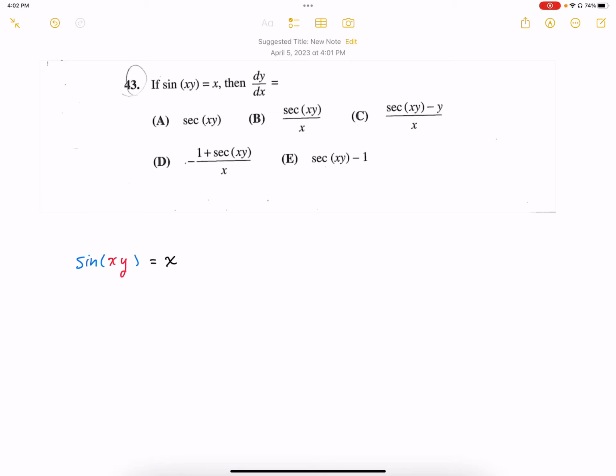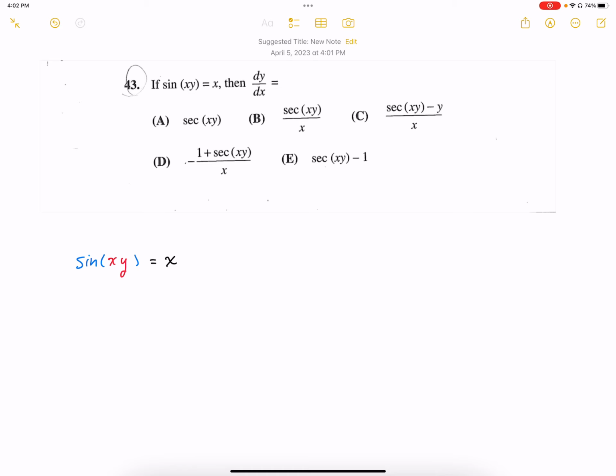Question number 43 says, if sine xy equals x, then dy by dx equals. So basically we're finding the derivative of this function with respect to x, or y prime. Now, I'm going to differentiate this, and the answer we're going to have to rearrange to make it look like one of these five selections.